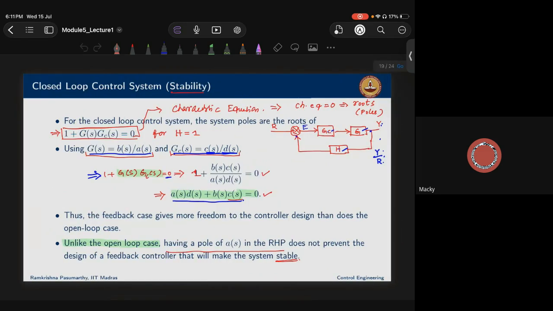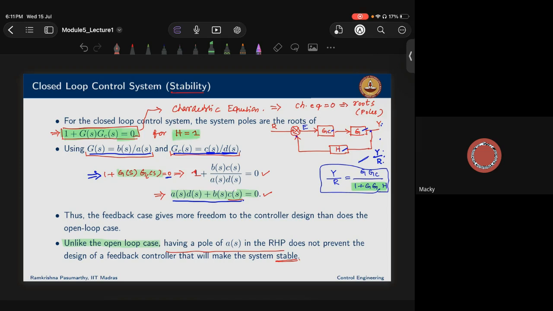Next is stability. Stability is as usual. You have this closed loop transfer function. What you can do is find Y by R, which is nothing but G GC by 1 plus G GC H. This is the closed loop transfer function. We find the same thing here and equate this part to 0 to find the poles. That part we call this, for taking H equal to 1, so the feedback gain as 1.